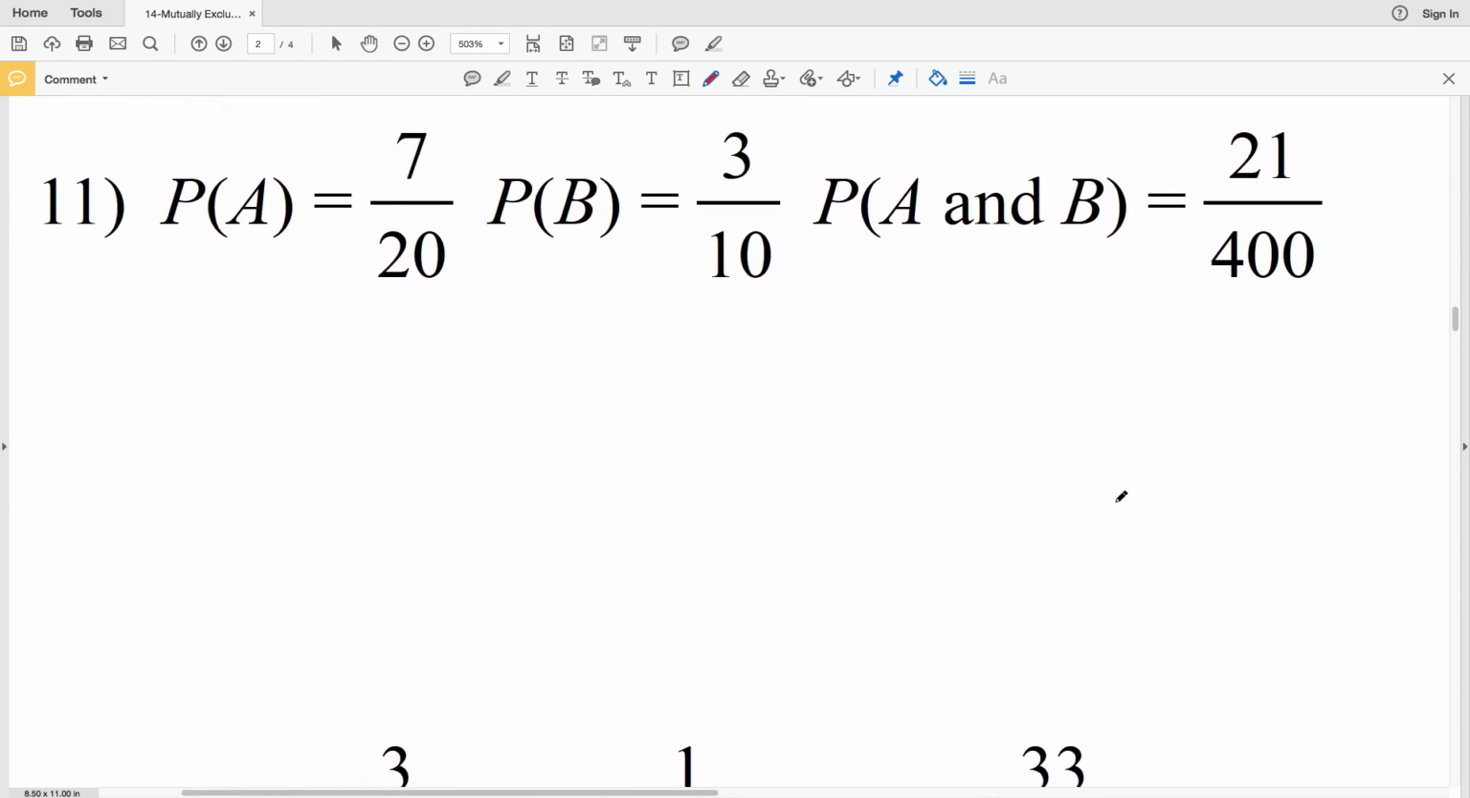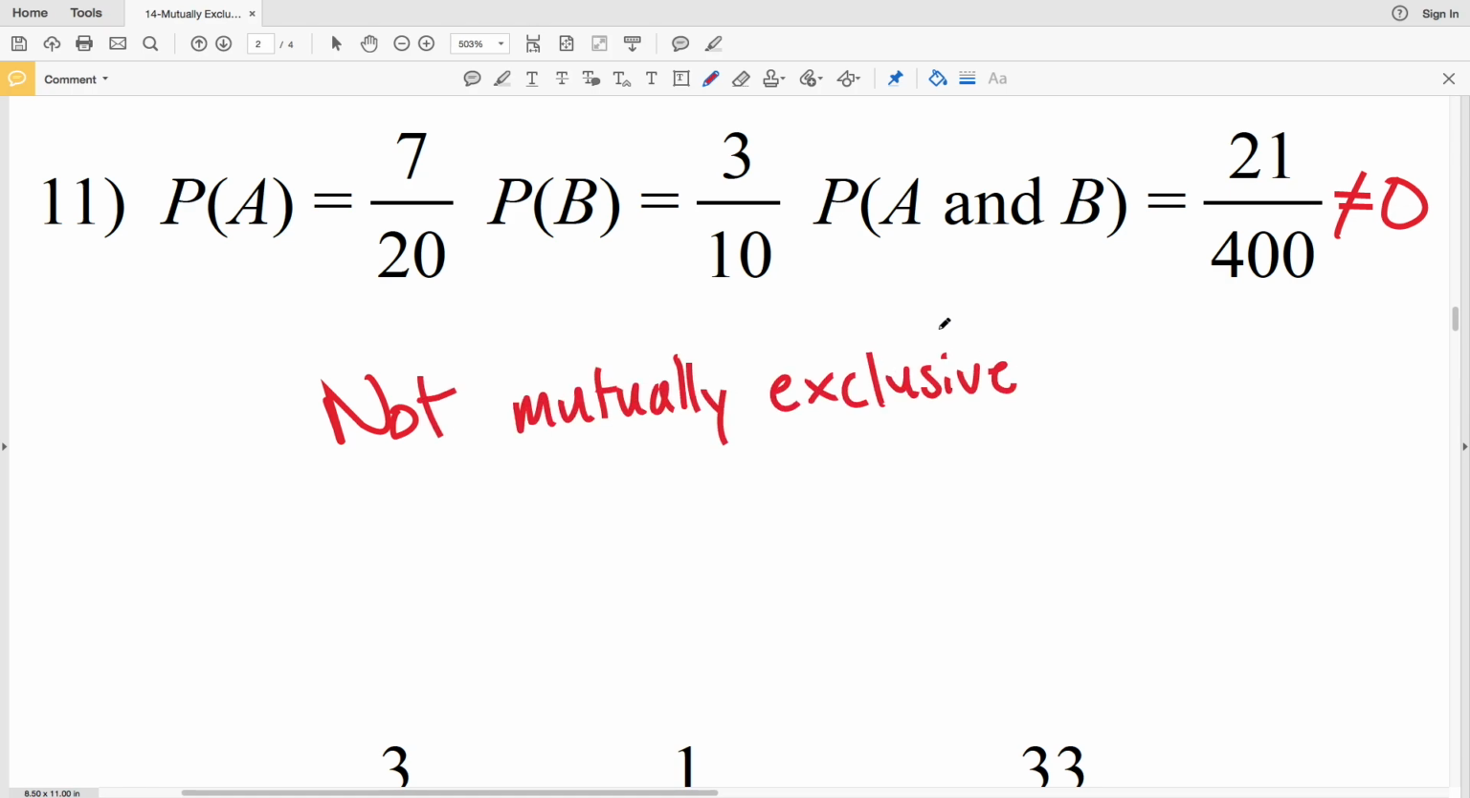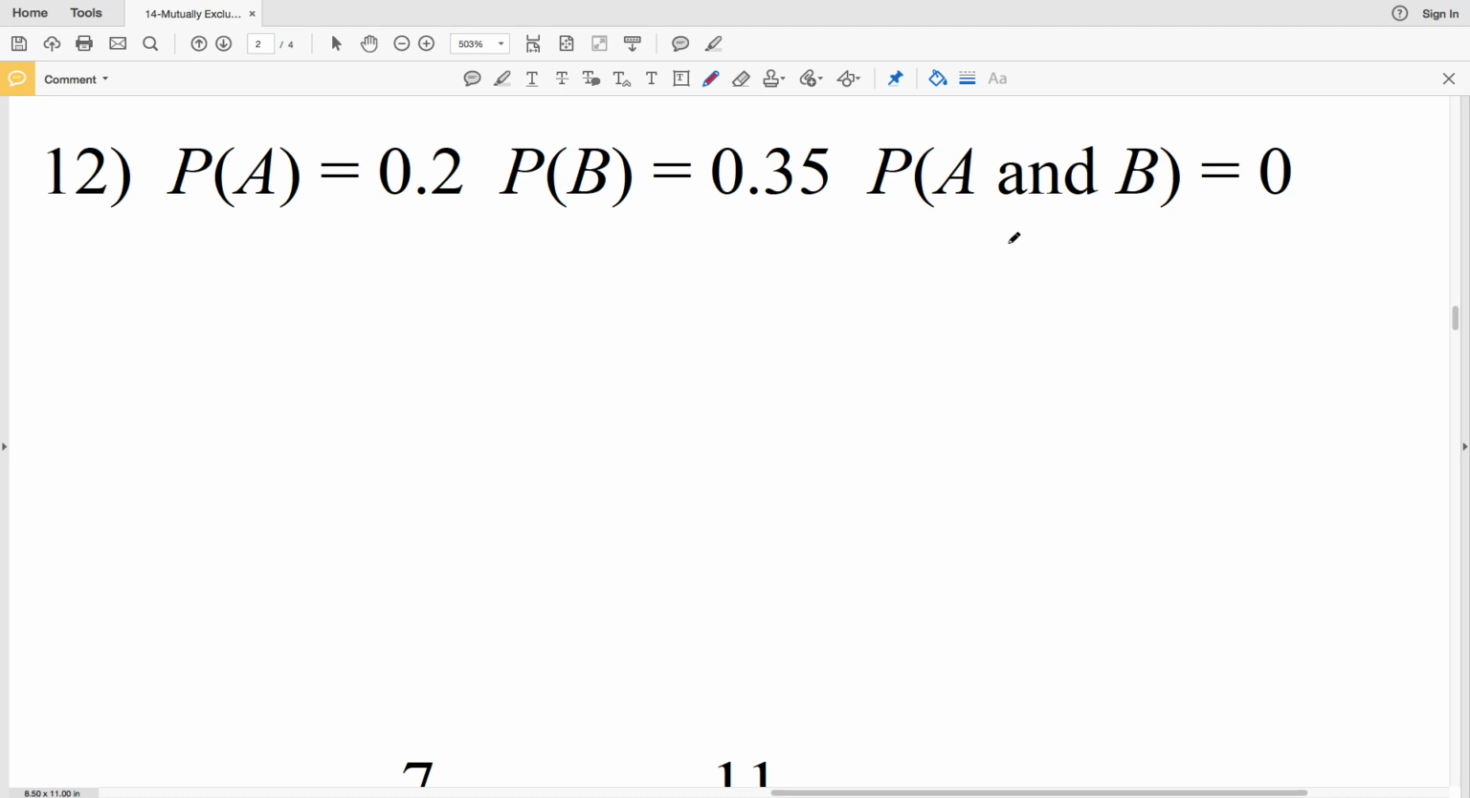Now remember, for mutually exclusive events, the probability of A and B has to equal 0. However, we're given that the probability of A and B is equal to 21 out of 400. That does not equal 0, therefore events A and B are not mutually exclusive. In number 12, it tells us that the probability of A and B equals 0. Therefore, right away we can say that events A and B are indeed mutually exclusive.